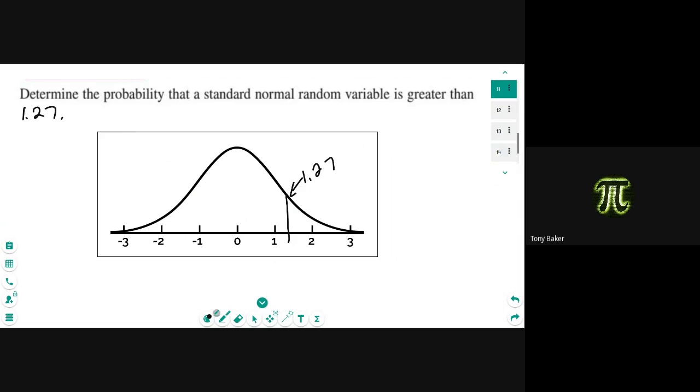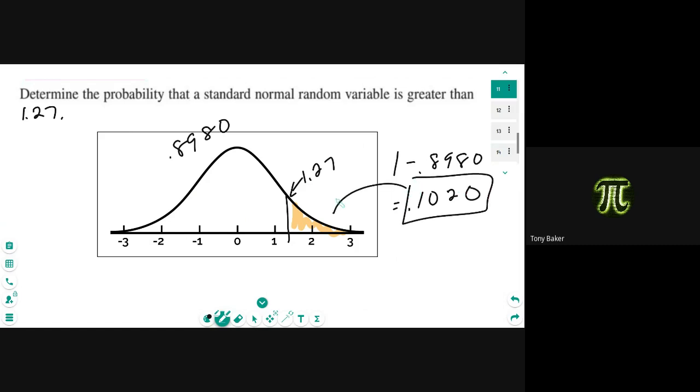Where am I shading? Shading over there, because I'm looking for greater than, right? What was the answer to the 1.27 that we found? But that's from the left, correct? So how do I find the other side? I find the complement. Because that's the exact opposite, right? If I'm finding the complement, I just subtract it from 1. So 1 minus 0.8980 is 0.1020. And that's about it.